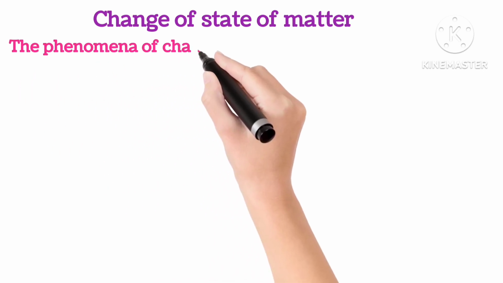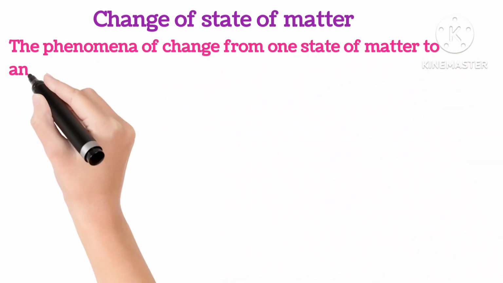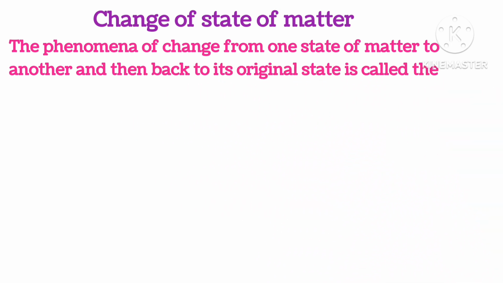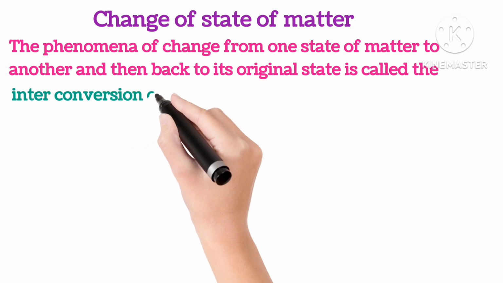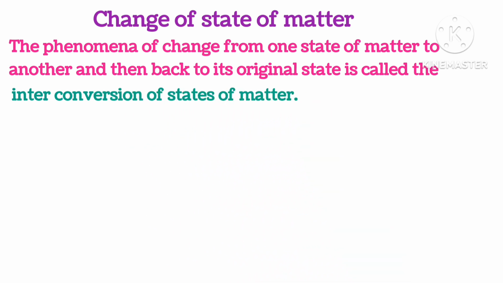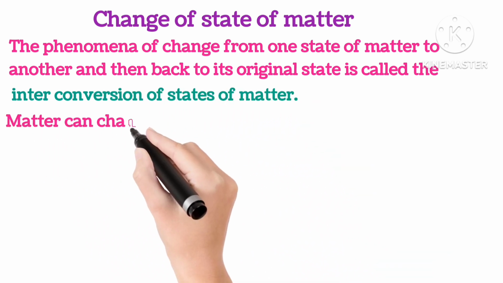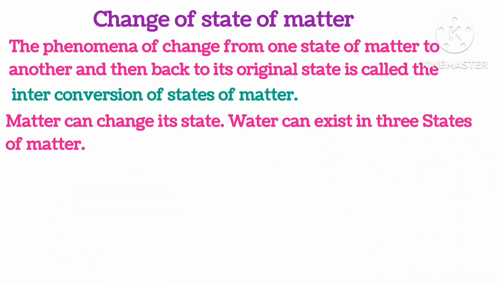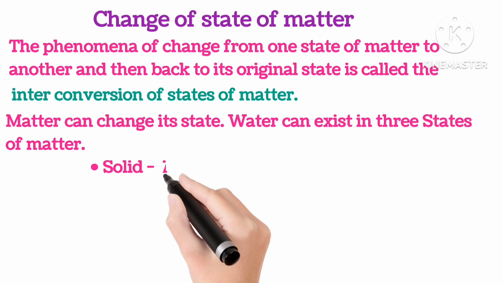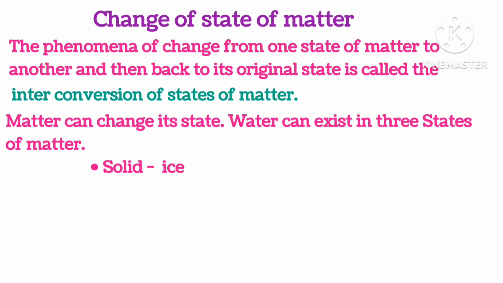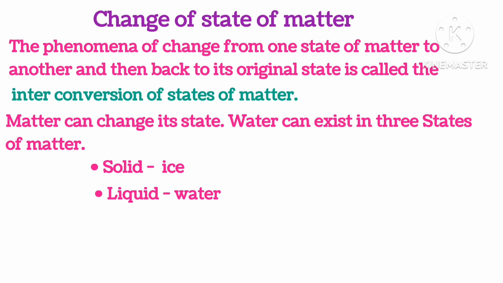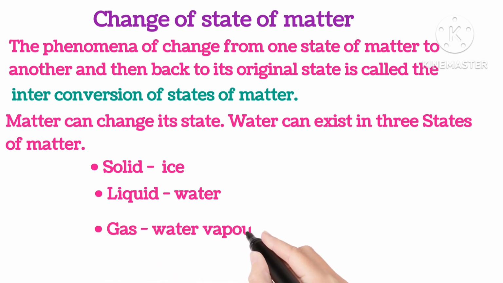Change of state of matter. The phenomenon of change from one state of matter to another and then back to its original state is called interconversion of states of matter. Matter can change its state. Water can exist in 3 states of matter. In solid state, it is ice. In liquid state, it's called water. And in gas state, it's called water vapor.